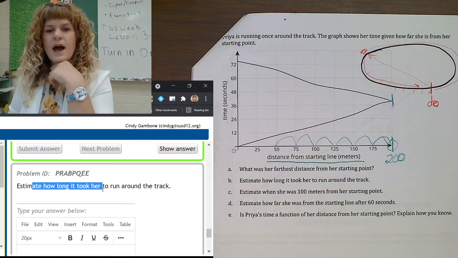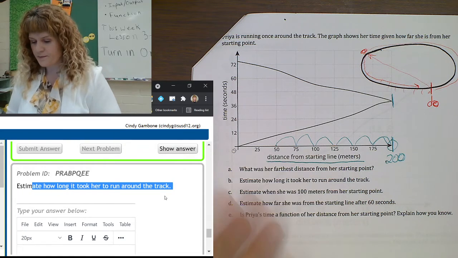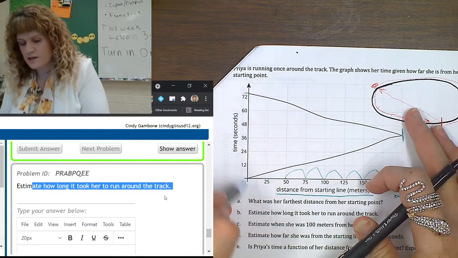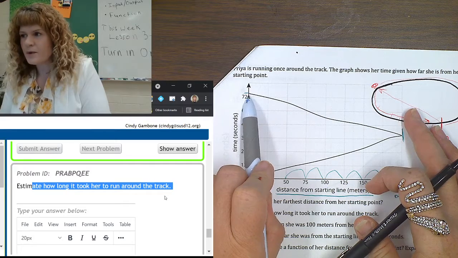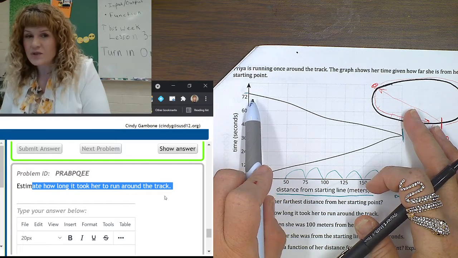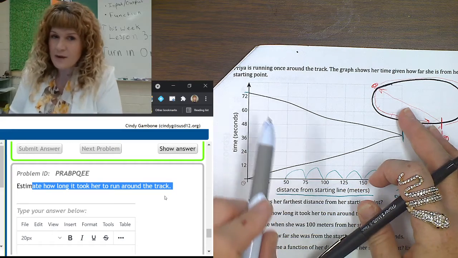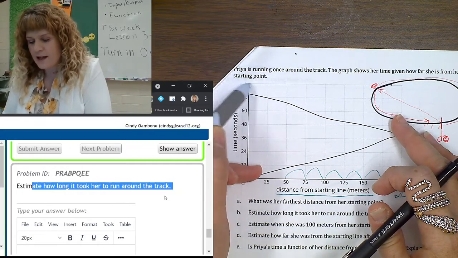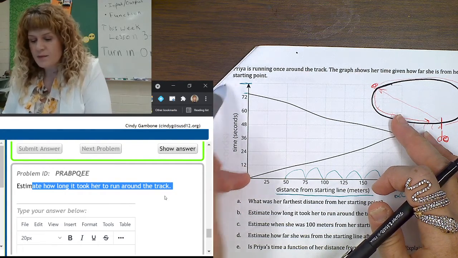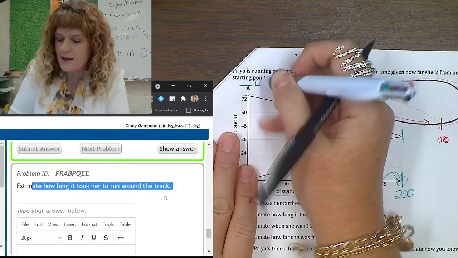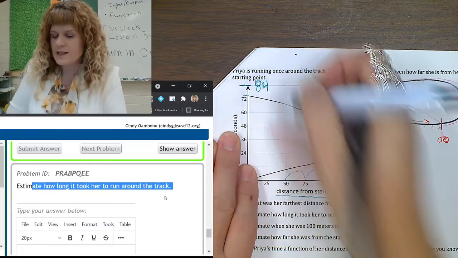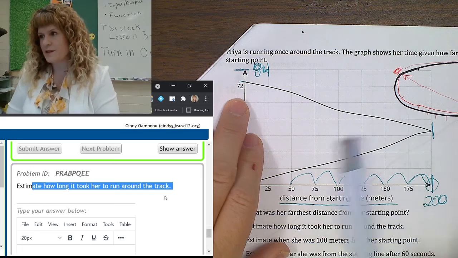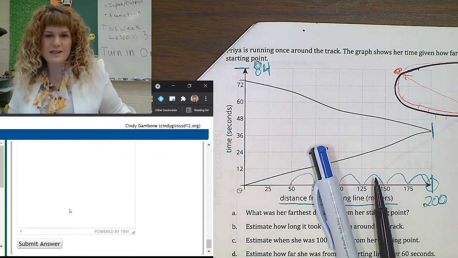Now, estimate how long it took her to run around the track. It says estimate because when she returns to the starting point, that ending point is not on a grid line. So you have to estimate what it is. It's more than 72 seconds, but less than the next grid line. The next grid line would be 84 seconds. It's less than 84, but more than 72 and closer to 72. So what's your estimate?